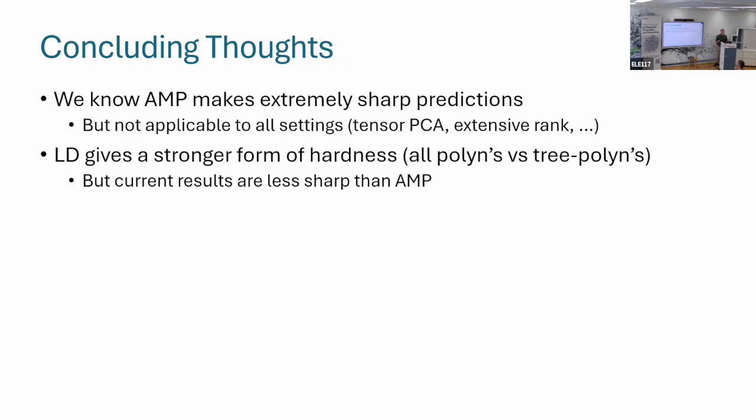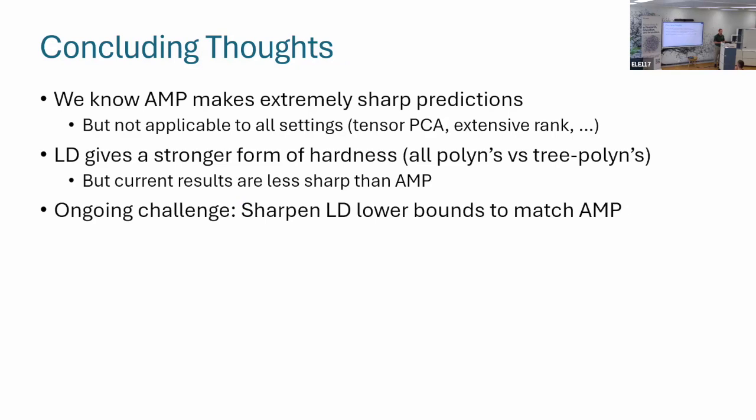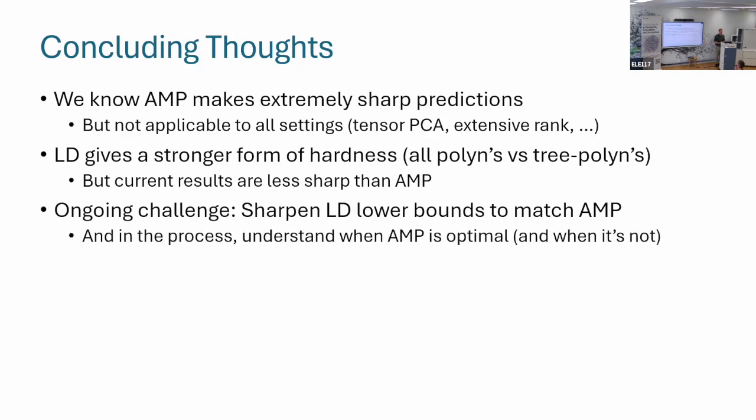But the current results we have are less sharp than AMP, and it's been somewhat difficult to prove these really sharp results in the low degree framework. So that's an ongoing challenge: to sharpen the low degree results to presumably match AMP, and in the process we can start to understand when AMP is the optimal algorithm and in which cases it is not. Yeah, thanks a lot for your attention.